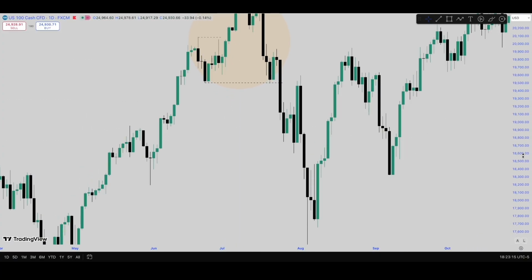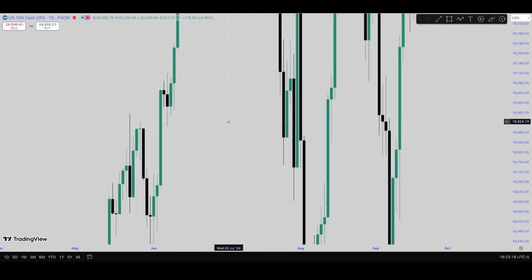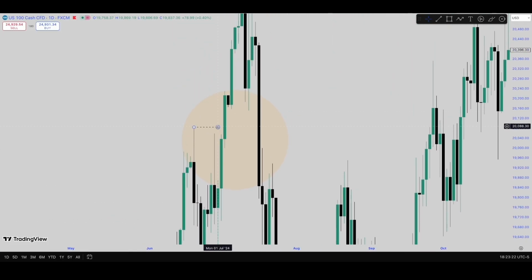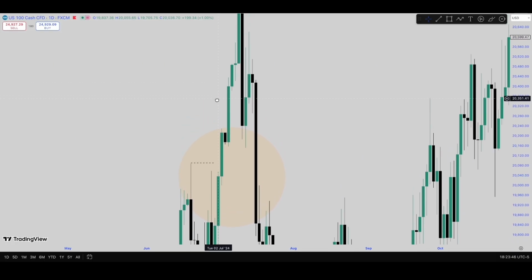Let me go ahead and expand it. Okay, you see that? So price comes up, expansion leg high, comes down, retraces. Small retracement leg, small retracement leg, but a retracement leg nonetheless. Retracement leg low here to an expansion higher.